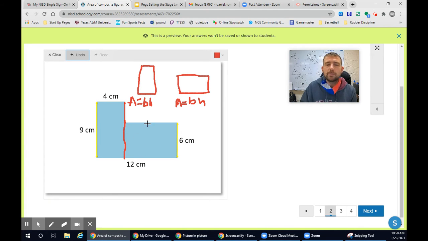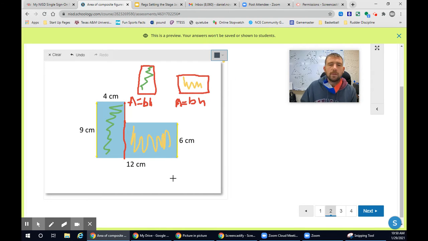All right, so now I need to determine what are the base and height of each rectangle. So let me shade in the rectangles so that we can see them. I have a green one here, and this is my green one. And then I have, let's go with yellow, a yellow one here, and a yellow one here.